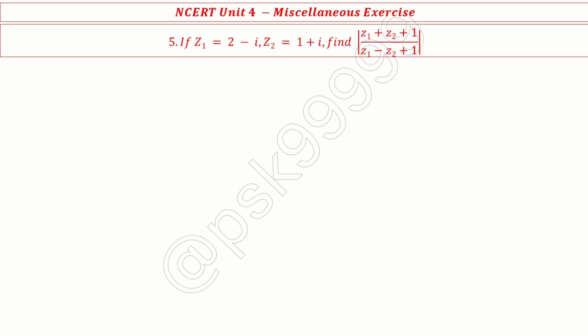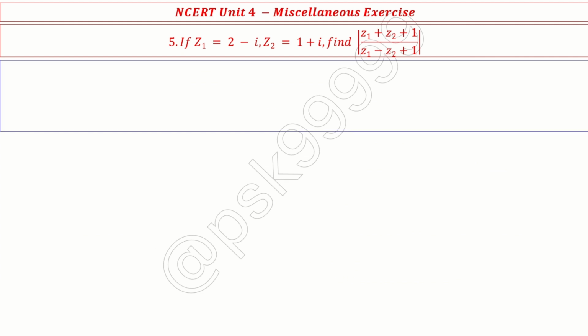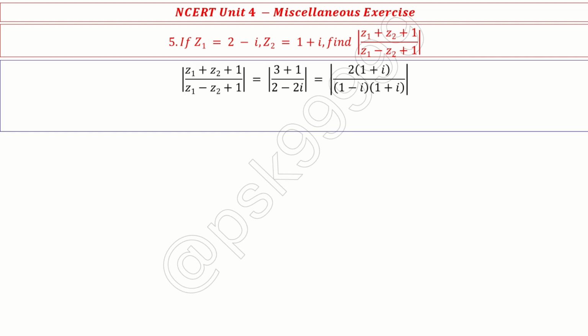Okay, z1 is given as 2 minus i, z2 is 1 plus i. Find the modulus of (z1 plus z2 plus 1) divided by (z1 minus z2 plus 1). This is a straightforward question. Substitute the values first, and check the denominator and remove the denominator.